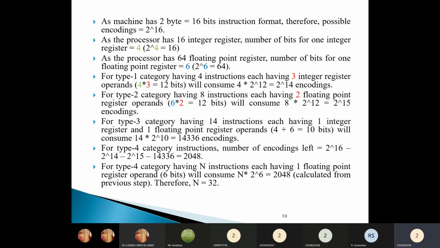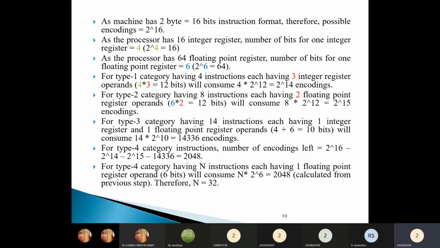For type 2 category, having 8 instructions, each having 2 floating point register operands, 6 into 2, that is equal to 12 bits, will consume 8 into 2 power 12, that is equal to 2 power 15 encodings. For type 3 category, having 14 instructions, each having one integer register and one floating point register operand, that is 10 bits, 4 plus 6 will be 10 bits, will consume 14 into 2 power 10, that is equal to 14,336 encodings.